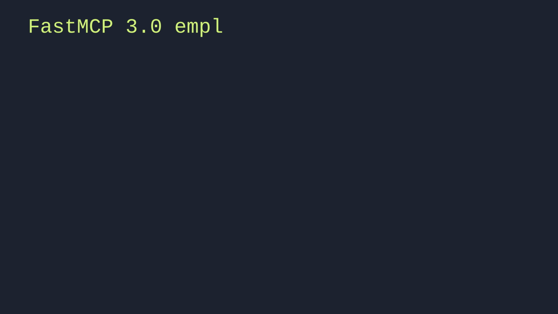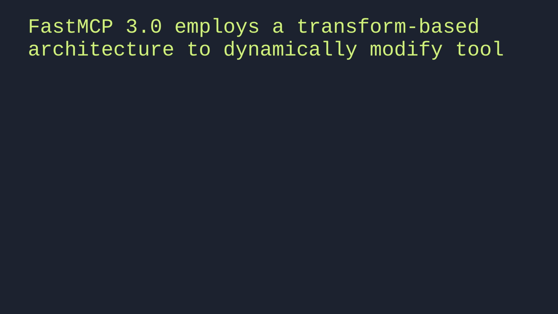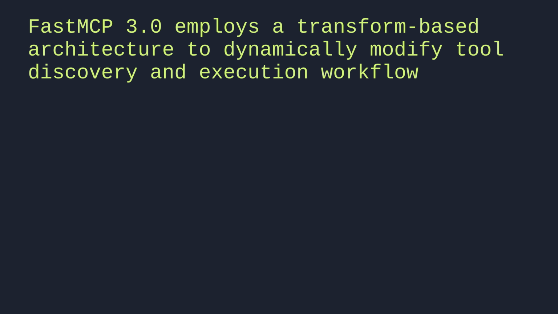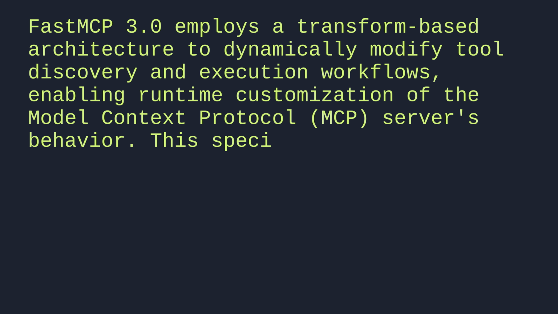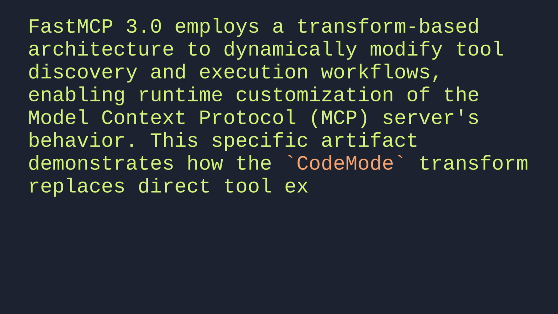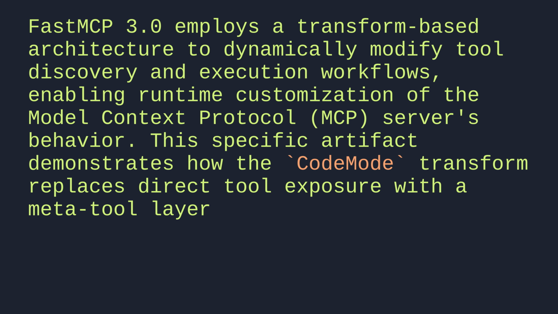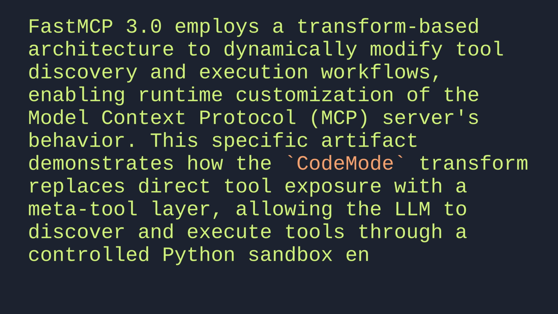FastMCP 3 employs a transform-based architecture to dynamically modify tool discovery and execution workflows, enabling runtime customization of the Model Context Protocol (MCP) server's behavior. This specific artifact demonstrates how the CodeMode transform replaces direct tool exposure with a metatool layer, allowing the LLM to discover and execute tools through a controlled Python sandbox environment.